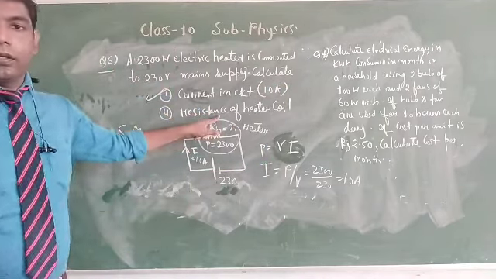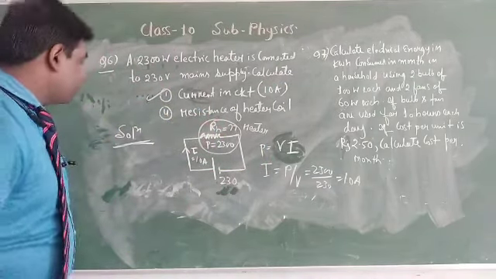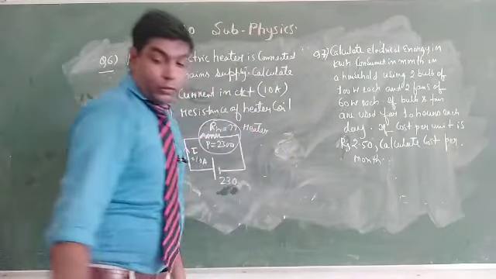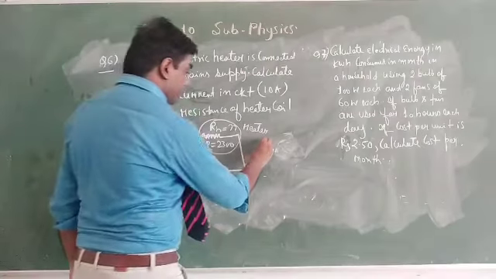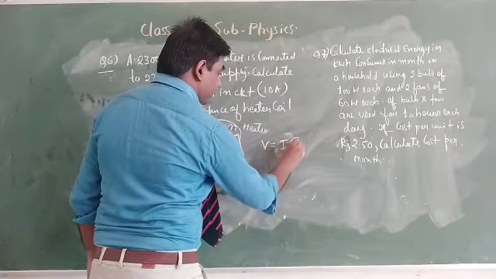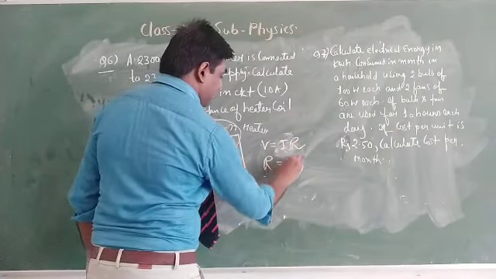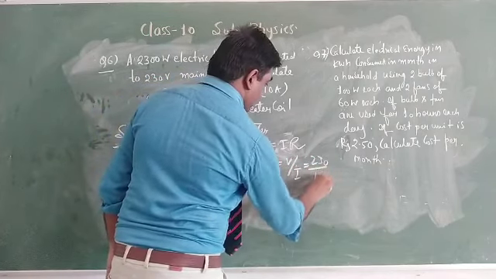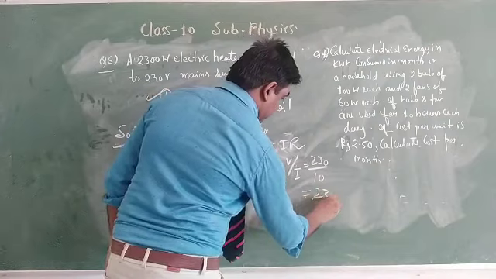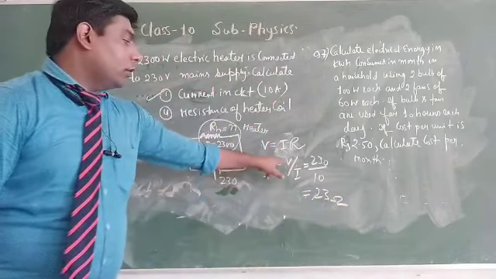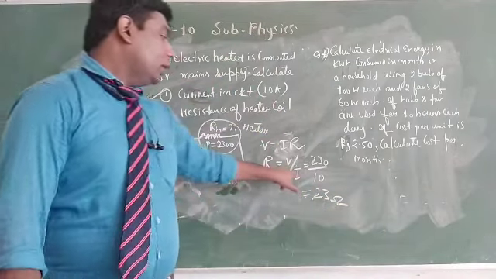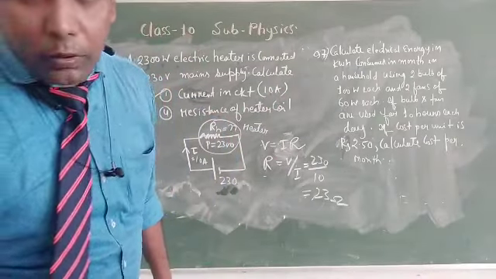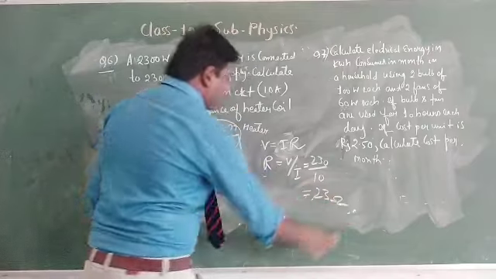Next we will find out the resistance. You know V equal to IR. So R equal to V by I. V is how much? 230. I is how much? 10. 230 divided by 10 equal to 23 ohm. Right? So the answer will be 23 ohm.